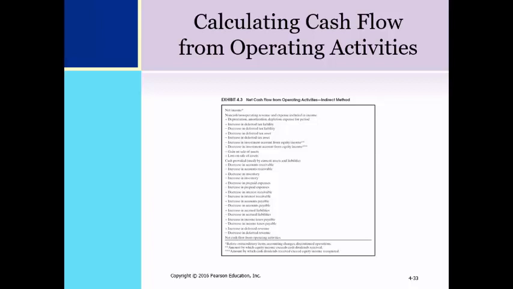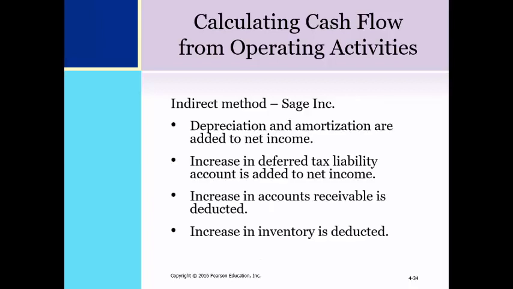Note that the first category is the non-cash, non-operating adjustments to net income, and the second category is the change in the current assets and liabilities that were calculated on the comparative balance sheet worksheet we reviewed previously. This is the desired format for the operating activities section. For Sage Inc., net income was first adjusted for the non-cash depreciation and amortization charges included in net income, followed by the change in the deferred tax liability account, which is also a non-cash expense.